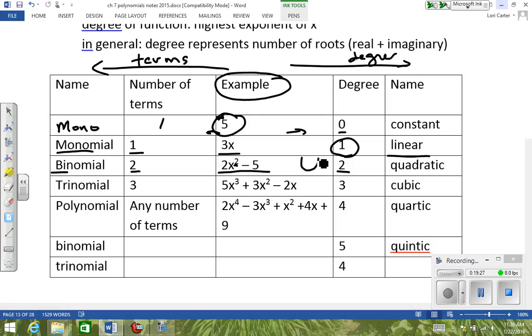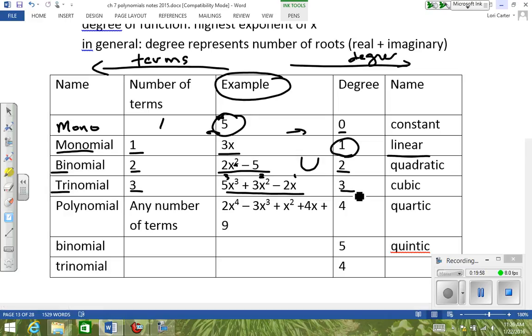Okay, how many terms are here? 3. 1, 2, 3. 3 terms, trinomial. Getting it? Okay, what's the degree of this term? 3. Degree of this term? 2. 1. What's the highest degree? 3. You gotta do the highest degree. So the highest degree is 3. That's known as a cubic.